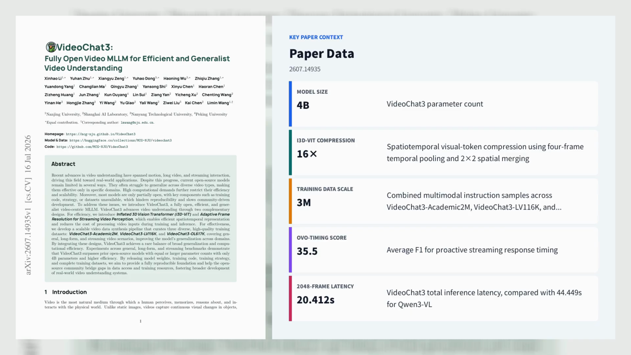Let's explore the first paper, 2607.14935. VideoChat3, developed by researchers at Nanjing University, Shanghai AI Laboratory, Nanyang Technological University, and Peking University, is a fully open 4B parameter video multimodal large language model designed to unify short video perception, long context reasoning, temporal grounding, and live streaming interaction.